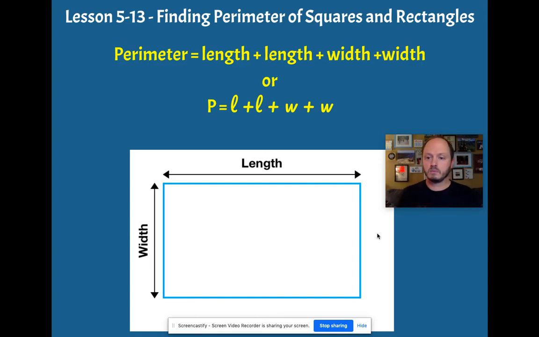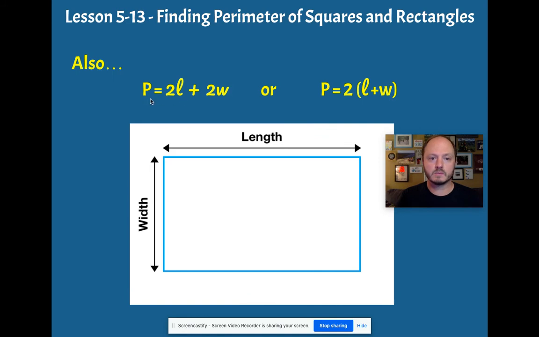Now, you may know some things about this formula and know that, hey, look, there's two lengths and two widths. That's what these abbreviations are for, the L and the W. So if I combine the two L's together and just called it 2L or 2 times L and 2W or 2 times W, that's another way to write this formula. And it looks like this. Perimeter equals 2 times L plus 2 times W.